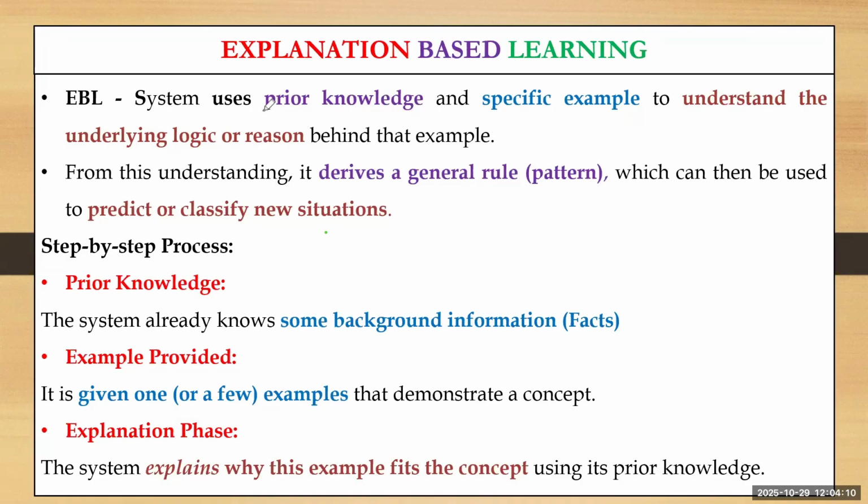In the EBL system, we give the facts and we give the data. But in inductive learning we only give the data, we won't give the facts. In explanation based learning we give both: prior knowledge is nothing but facts, and the example is nothing but data. So that the computer will understand why this example, how this example is influenced by these facts. It will provide some reason, and from that reason it will generate the rules.